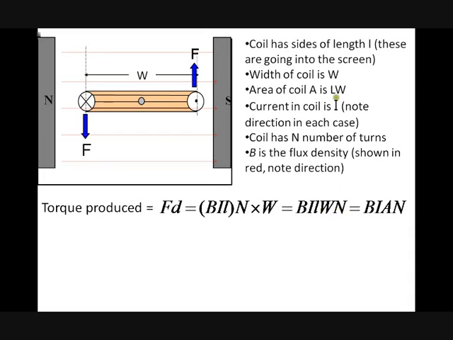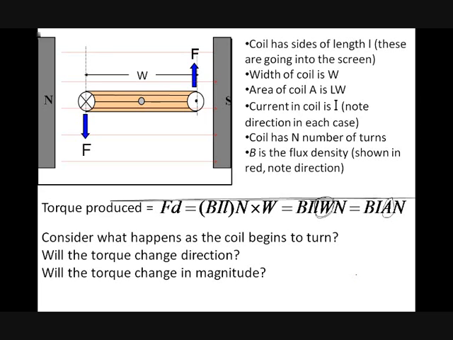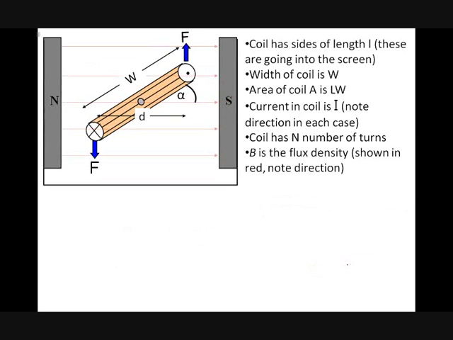You can see that the area of the coil is LW. So this quantity LW, we can say is A. So basically we can say that the formula is BIAN. Okay, what's going to happen now as the coil begins to turn? Will the torque change direction and will the torque change in magnitude? Okay, let's have a look.